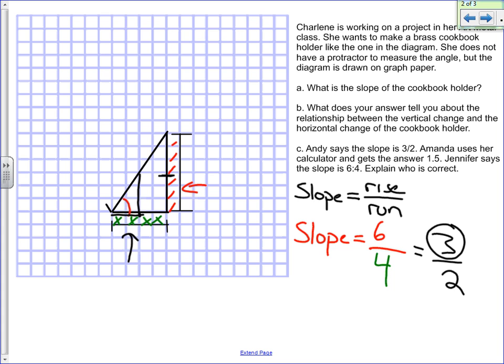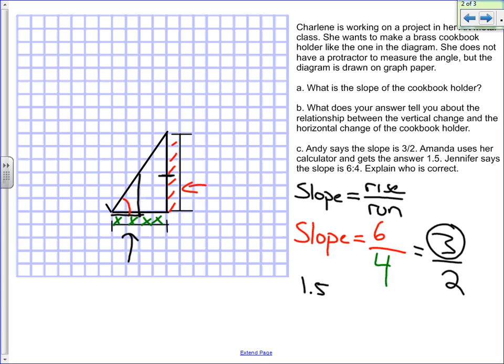And that goes to part C. So Andy says the slope is 3 over 2, which we've calculated it to be. Amanda will actually take her calculator, and if you divide 3 by 2, you're going to find that the answer would be 1.5.